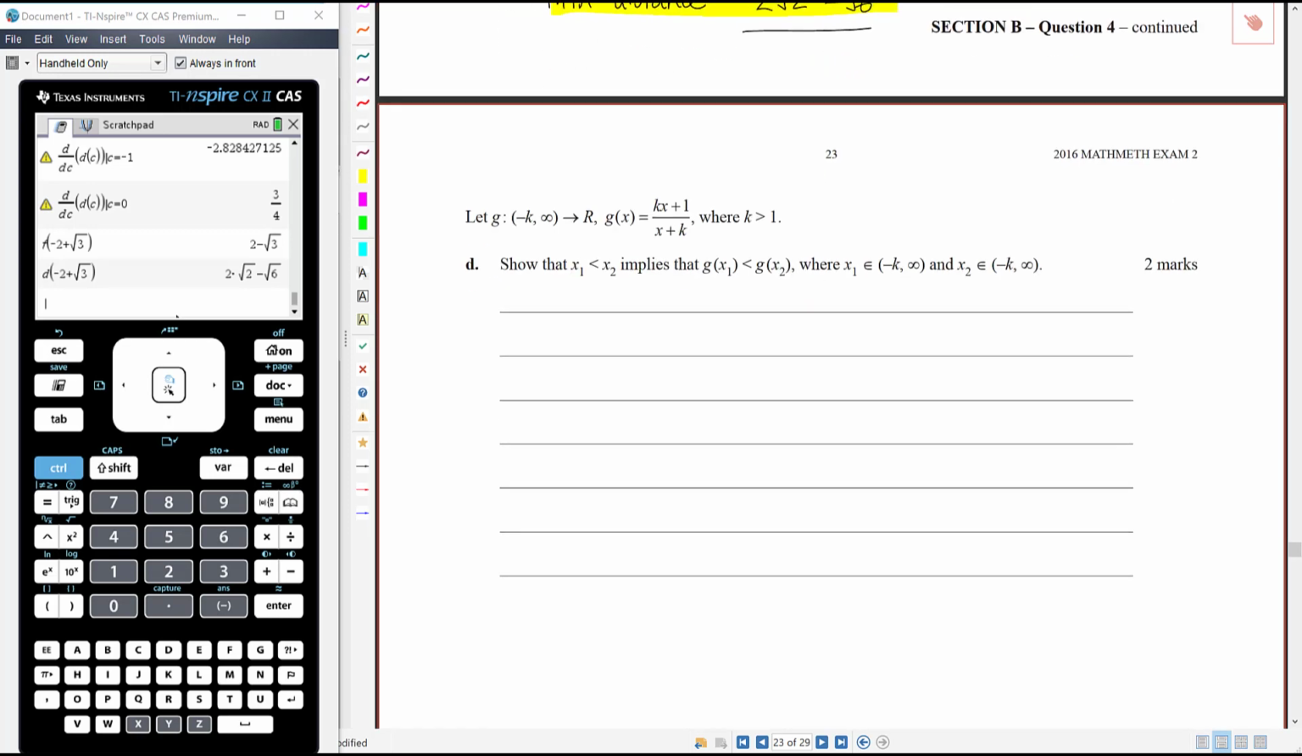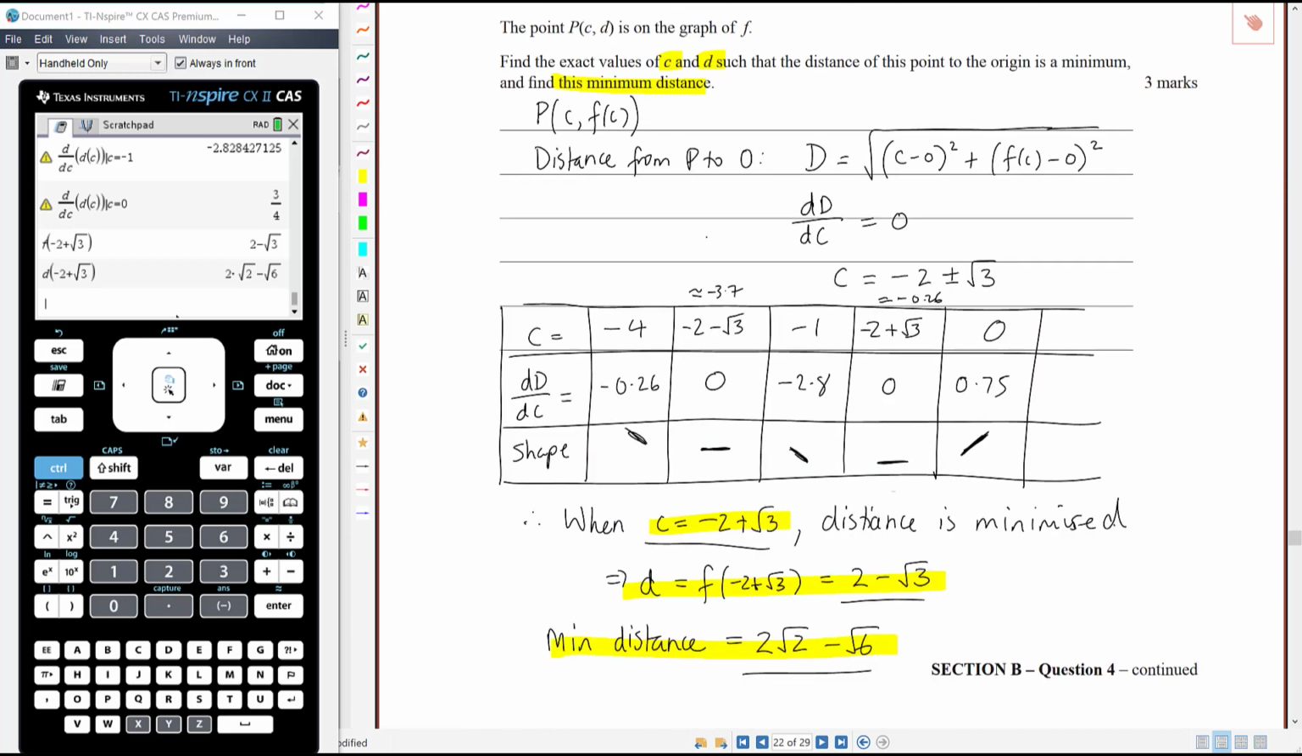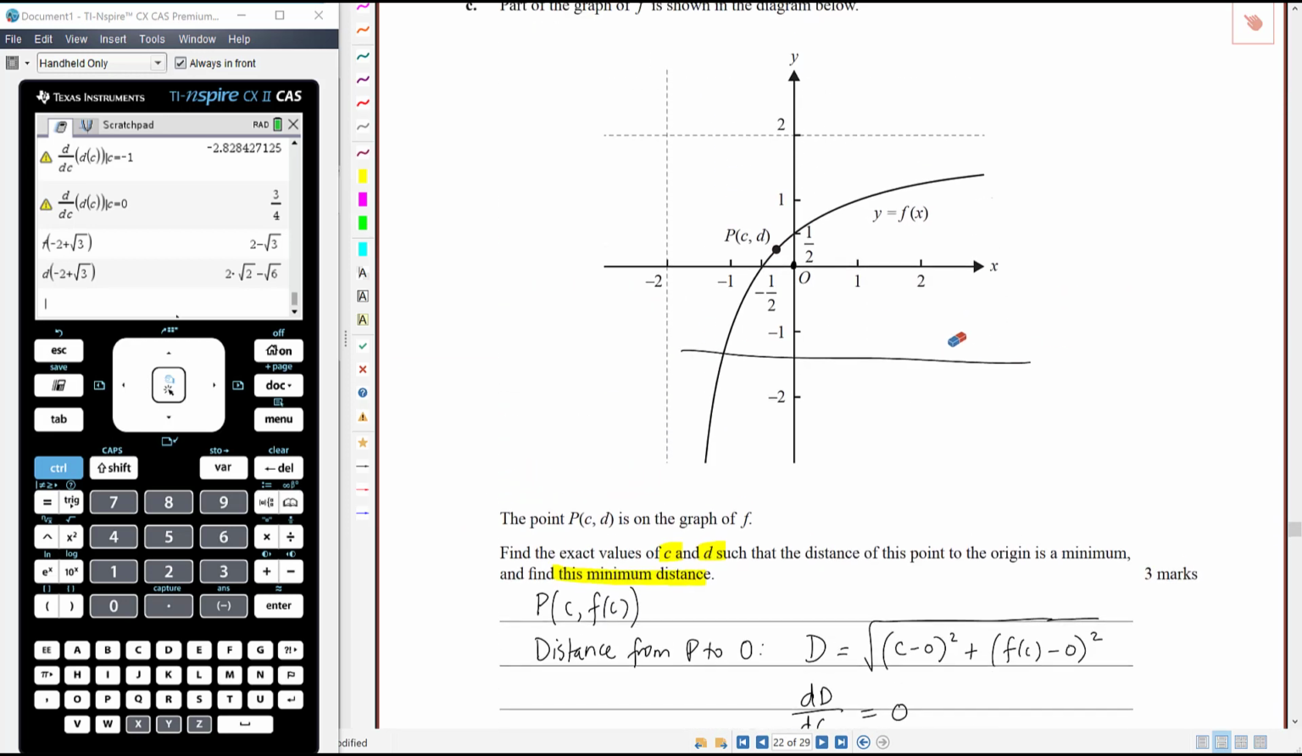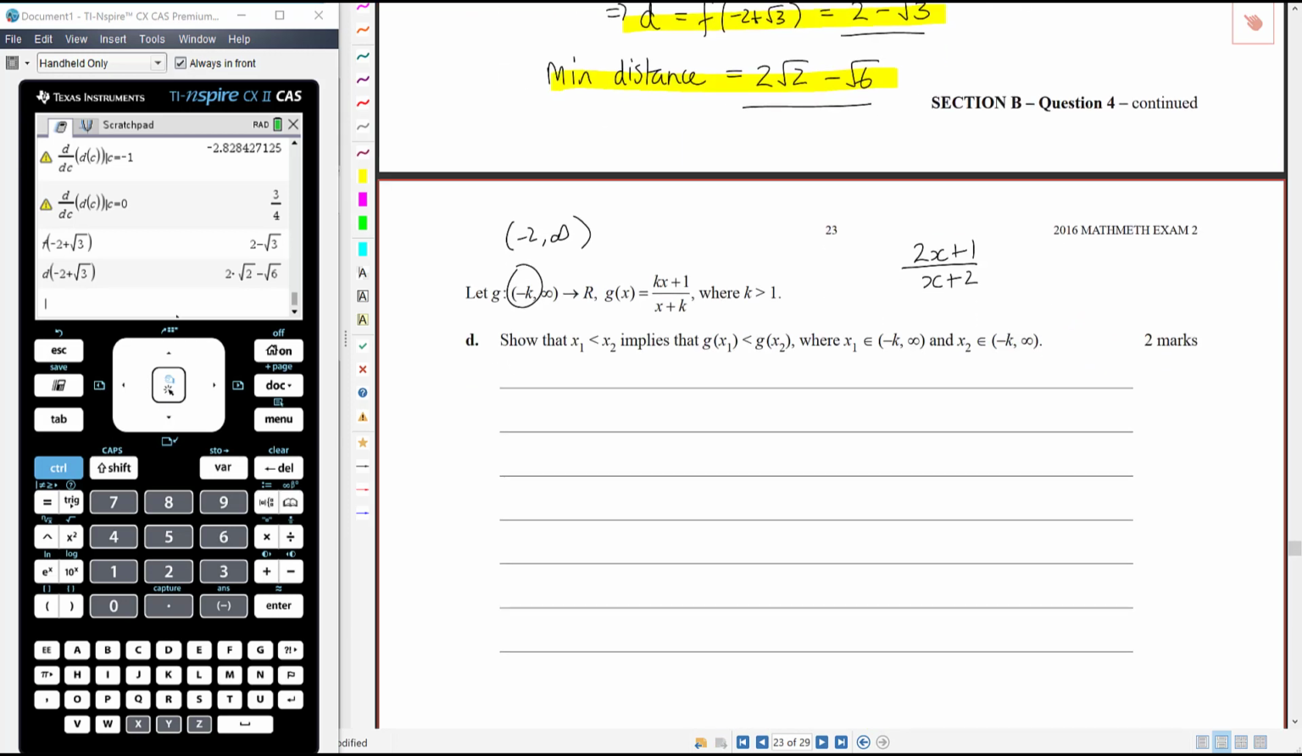Okay, let G be another hyperbola of a similar kind of format. So we've just done this specific example where we were looking at 2x plus 1 over x plus 2. And we looked at that with a domain from negative 2 to infinity, and we looked at this here. Okay, we just looked at that bit of it. And so we are now looking at a general version of what we've just seen above. Show that x1 less than x2 implies that g of x1 is less than g of x2, where x1 is an element of negative k to infinity and x2 is an element of negative k to infinity.